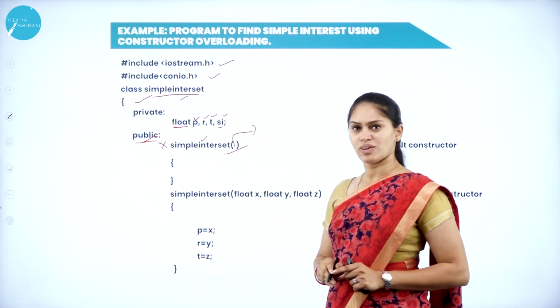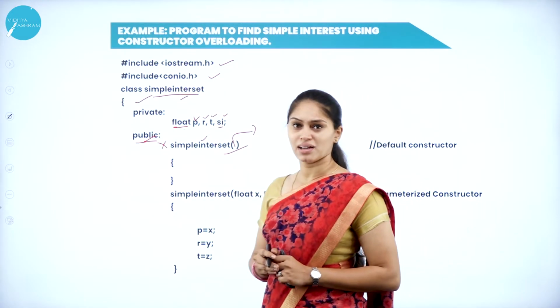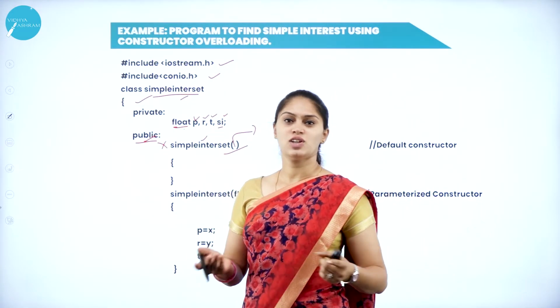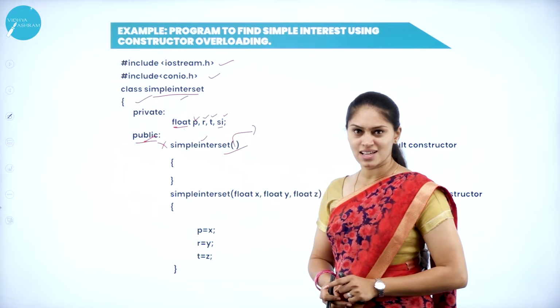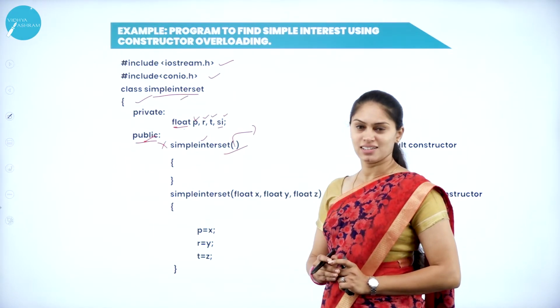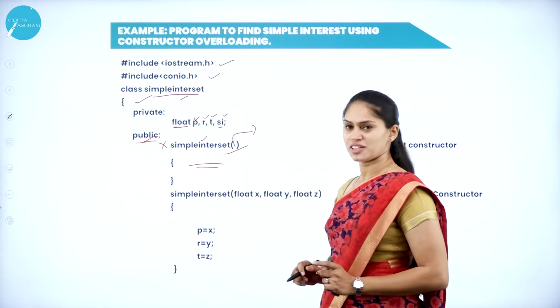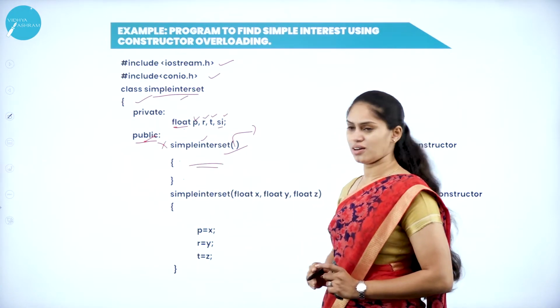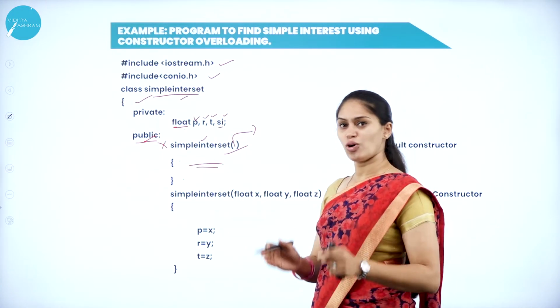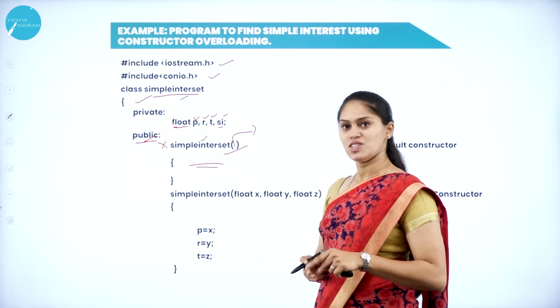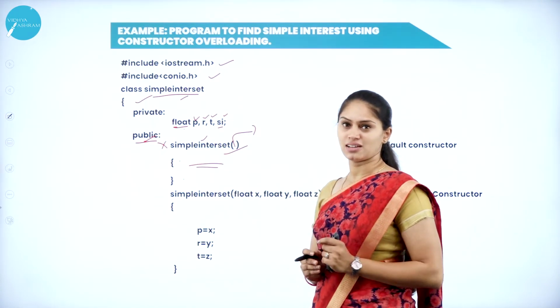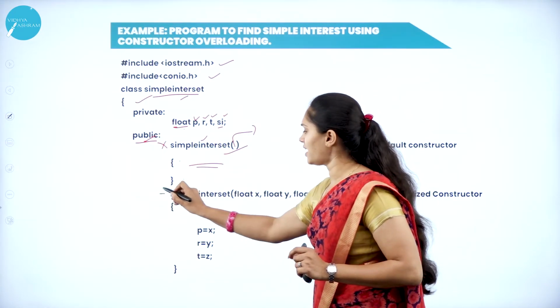You have to check whether I am sending any arguments or parameters within the parentheses. No. So I can call this a default constructor. Here I don't have any function body. The opening and closing curly braces indicate the scope of that constructor, which is of the default type.